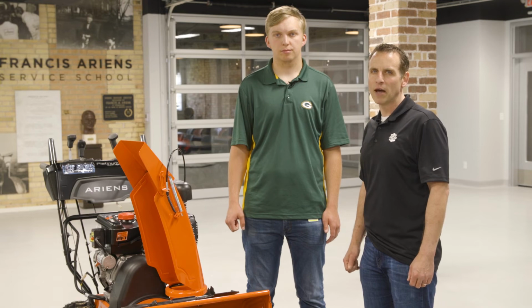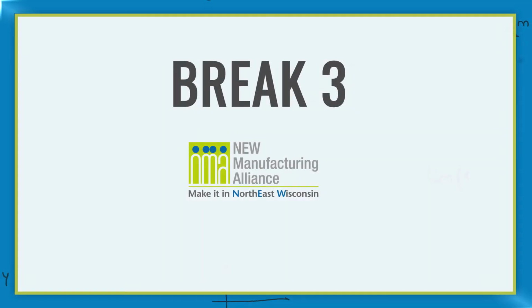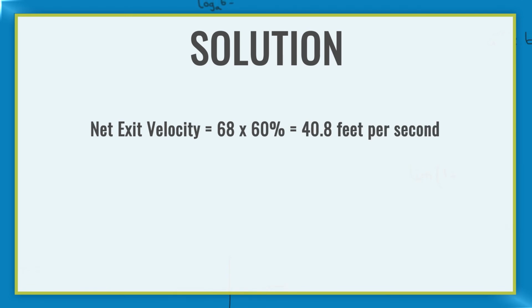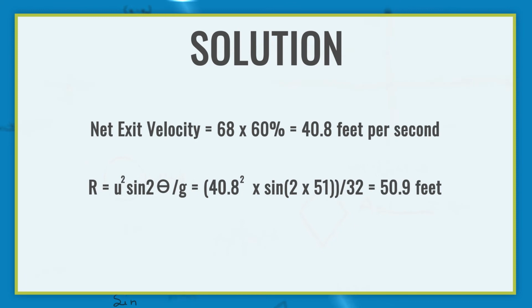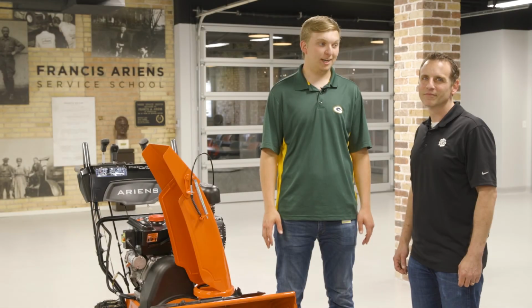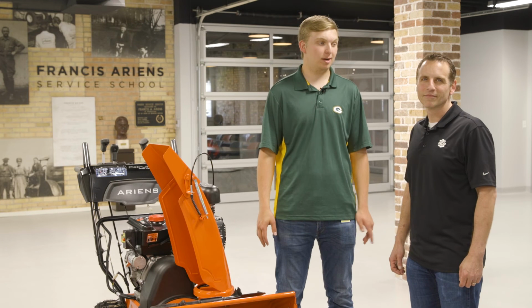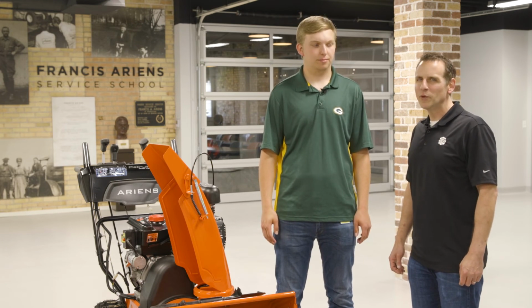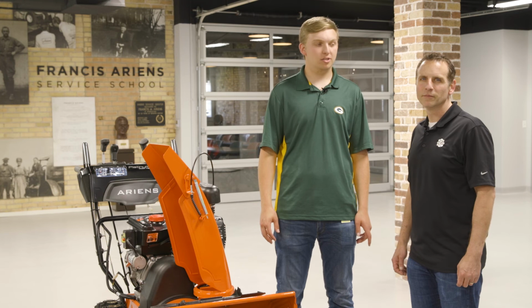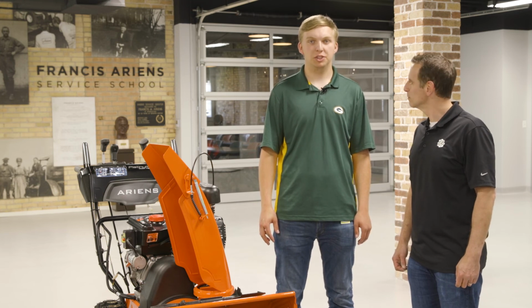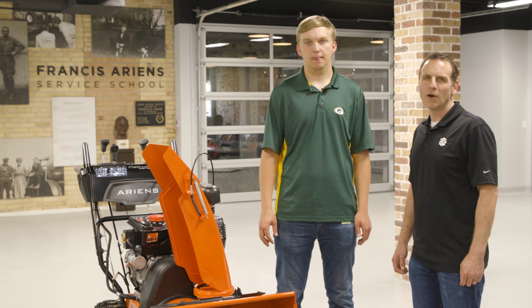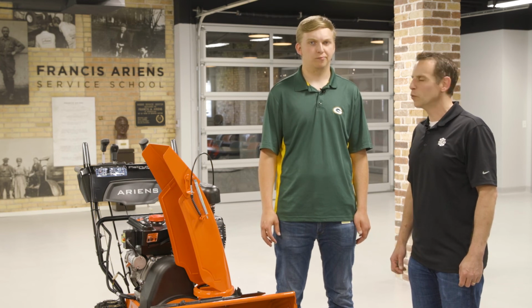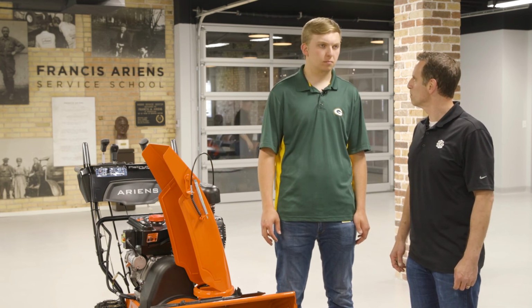Okay, let's calculate the modified range with the losses. I recalculated the range with the modified fan speed, and I get 50.9 feet. Good. Now we need to account for the air resistance. Once the snow encounters air drag, we estimate that it would reduce the achievable range by 15%. All right, so what's the new calculated range? Would we still be able to achieve the 40-foot range we need?